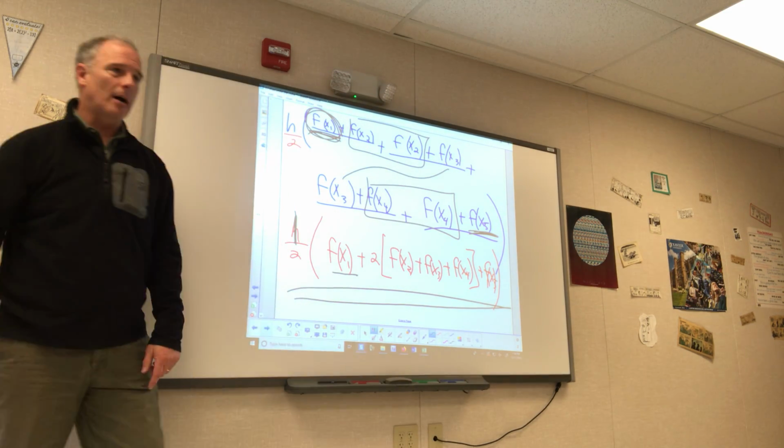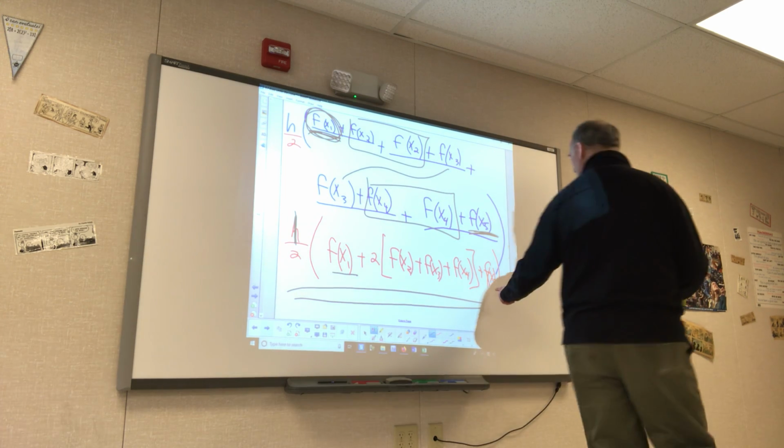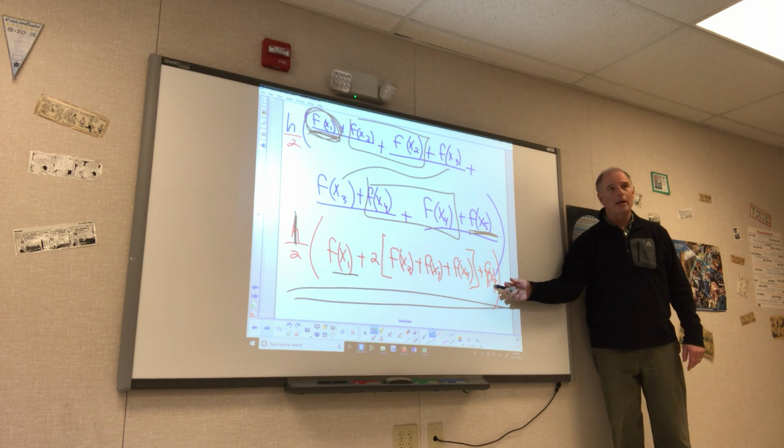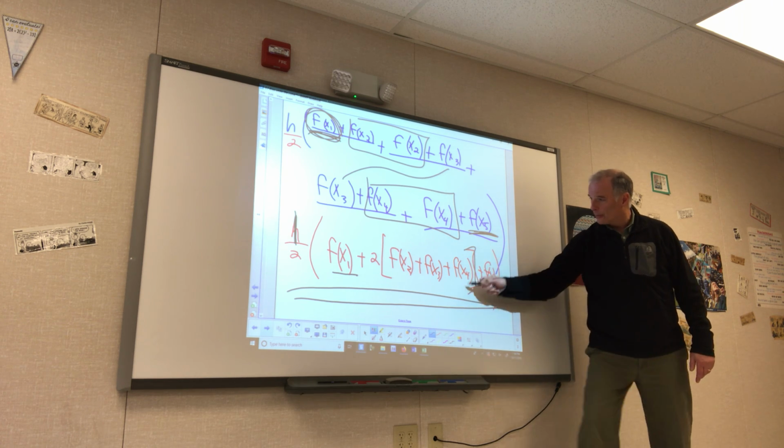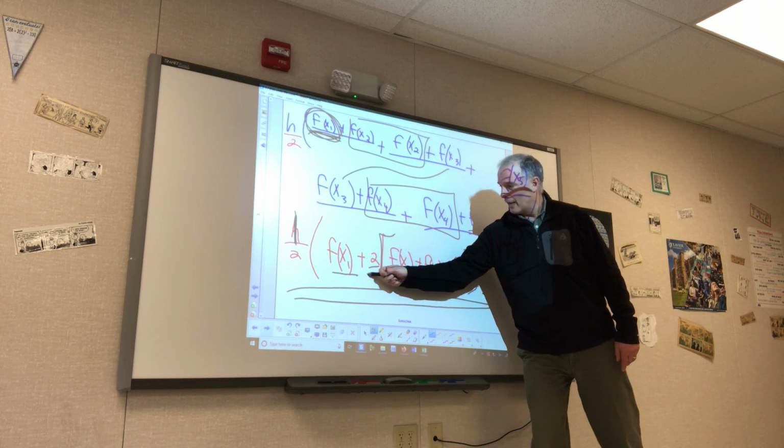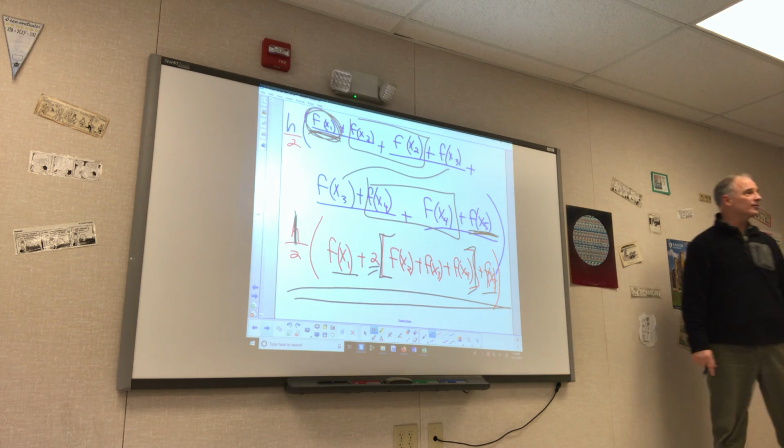So look at how I've set it up. It gets a little sloppy down here at the end, sorry. But this is f of x sub 5, and it only happens one side. So I've closed off this doubling out here. I double those middle ones, so I only have to type them in once.